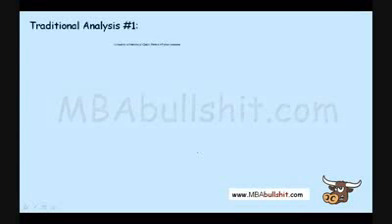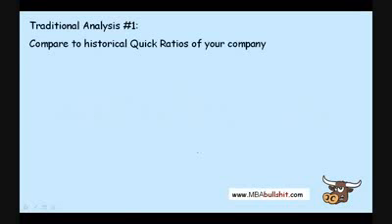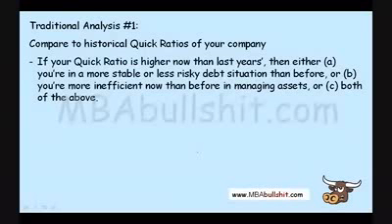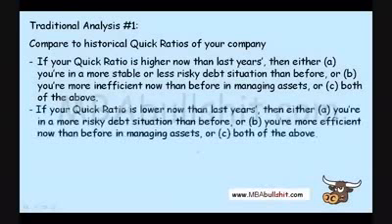Okay, so let's look at the traditional analysis of this ratio. First is to compare the historical quick ratios of your company, or of this company, if it's not your company. If the quick ratio is higher now than last year's, then either it's in a more stable or less risky debt situation than before, or it's more efficient now than before in managing assets, or both of the above. If the quick ratio is lower now than last year's, then either it's in a more risky debt situation than before, or it's more efficient now than before in managing assets, or both of the above.